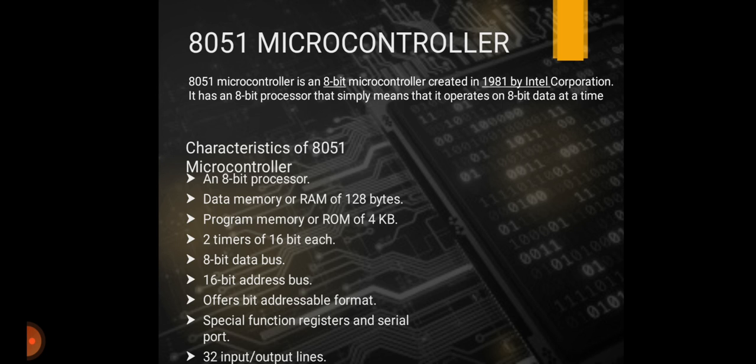Now, characteristics of the 8051 microcontroller. It is an 8-bit microprocessor. We know that it has data memory or RAM of 128 bytes, program memory or ROM of 4 KB, 2 timers of 16-bit each, an 8-bit data bus, a 16-bit address bus, bit addressable format, special function registers and serial ports, and 32 input and output lines. These are the characteristics of the 8051 microcontroller.